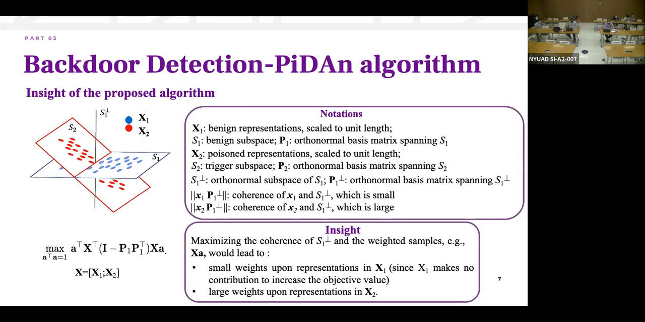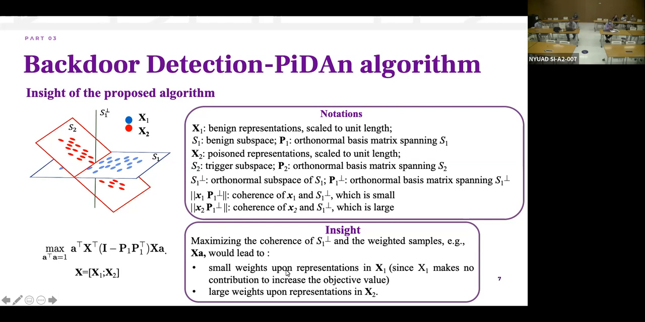So based on our two observations, we come up with a very simple and effective way to detect backdoor attacks. First, I will introduce this figure. X1 is the benign representation lying in S1, and X2 is the poisoned representation lying in S2. S1 orthonormal is the orthonormal subbase of S1, and P1 is the orthonormal basis spanning S1, and P1 orthonormal is the basis spanning S1 orthonormal. And we also define the coherence of representations of a subspace.